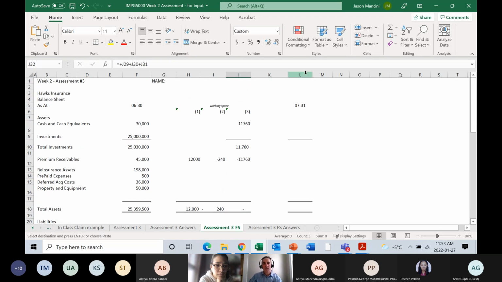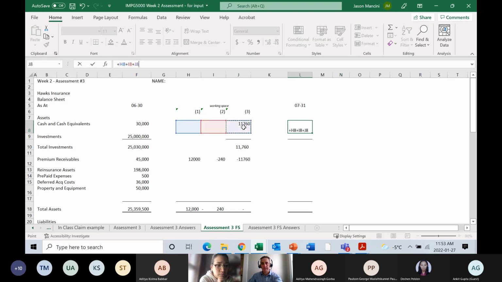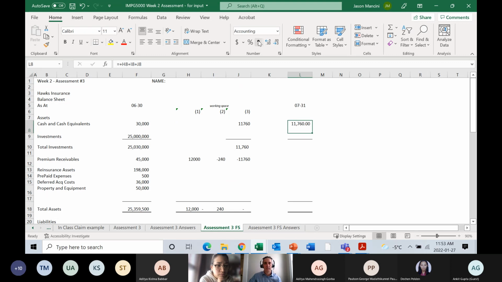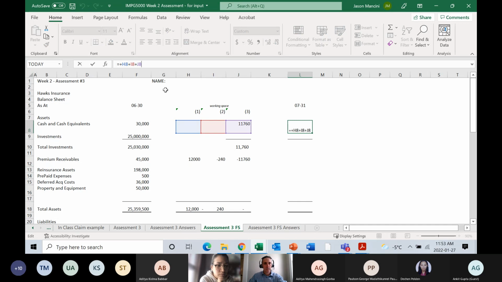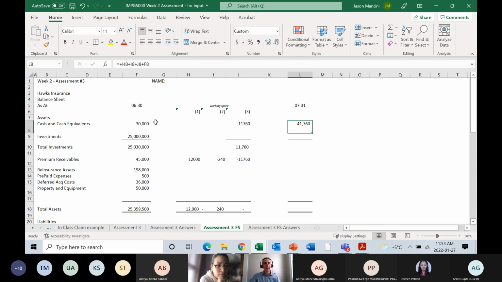So if we wanted to see what the impact was on our balance sheet after those three transactions, we could say we started with the 30. But we ended up with, our cash asset increased to 41. Our premium receivable started at 45. It went up, then it came down for the commission, then it came down because the cash came in. So we had no change in our premium receivables after those three transactions.